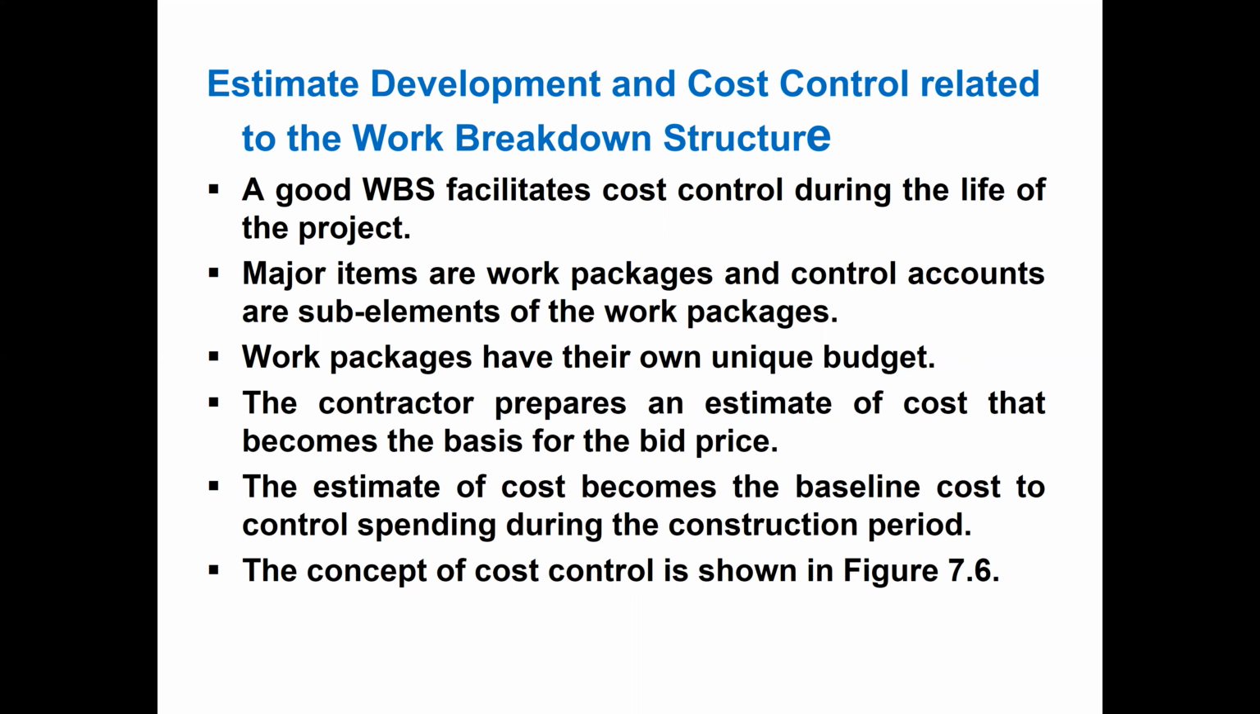Work packages have their own unique budget. Okay, this we know from when we submitted the bid, so each work package has its own budget. The contractor prepares an estimate of cost that becomes the basis for the bid price. So when the contractor prepares the bid, they prepare the estimate of each work package for the WBS, and that will be like a base price for us when we will be implementing or executing the project. The estimate of cost becomes the baseline cost to control spending during the construction period. The concept of cost control is shown in figure 7.6.